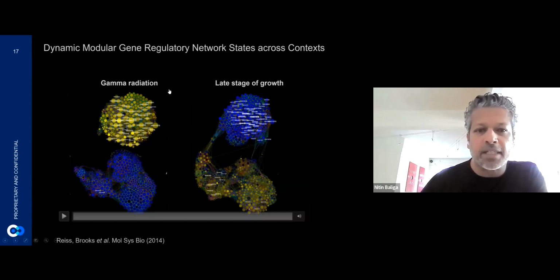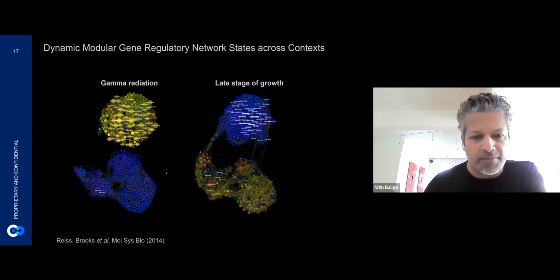So here, essentially, you're seeing the modular architecture of the same organism in two different contexts. And you see the modularity is dramatically different. And this is all biologically meaningful. What is the meaning of this in the context of metabolism?